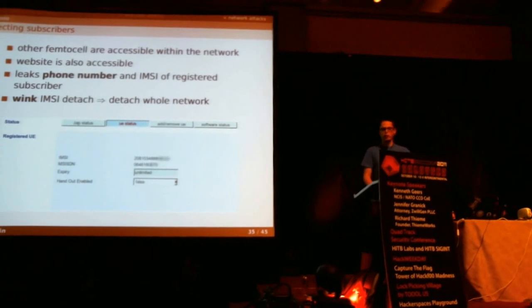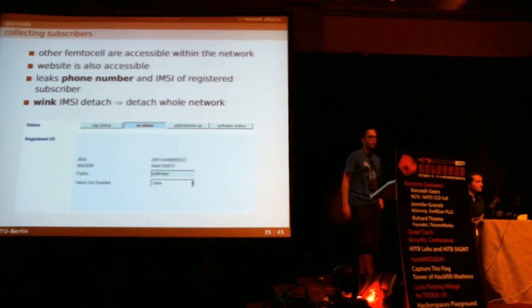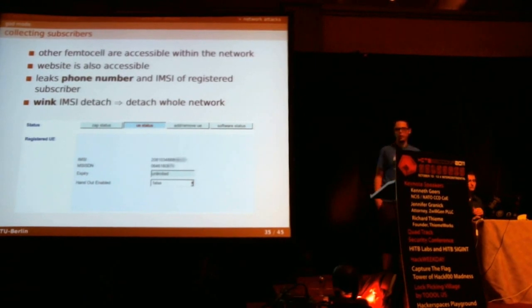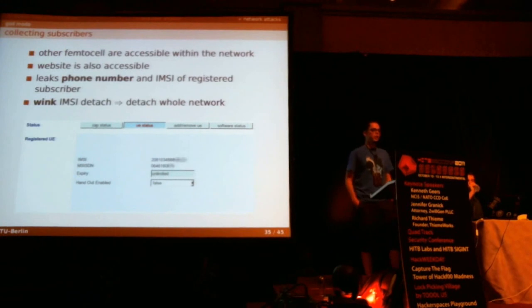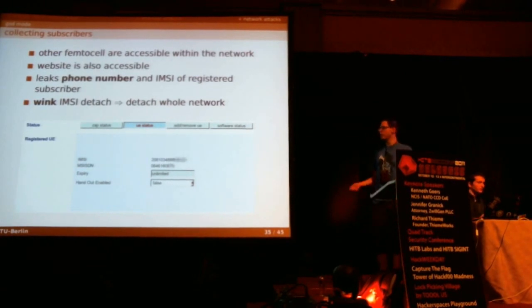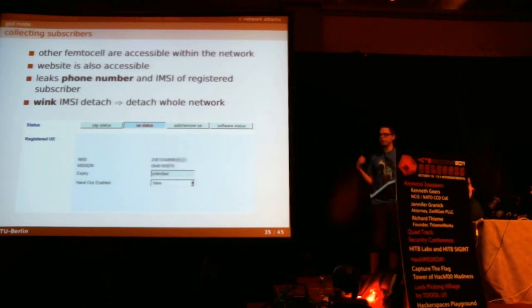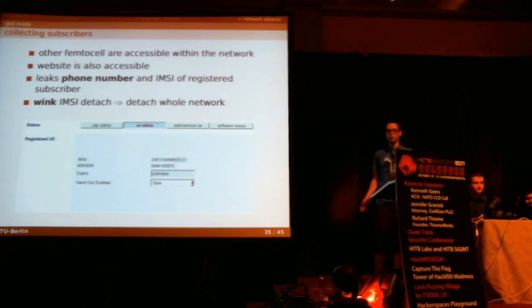All right, and then again, we went back to look at this web interface, because like I said, direct communication between femtocells is not prohibited in the network. And what this web interface basically leaks is the IMSI number and the MSISDN, which is the normal telephone number of the phone. And this is obviously a privacy problem, but becomes handy for the IMSI detach attack that we demonstrated. Because by just scraping all of the web interfaces of all femtocells, and there are about 5,000 in the SFR network, we can detach the whole network at once. And we are not going to show that, but it works.